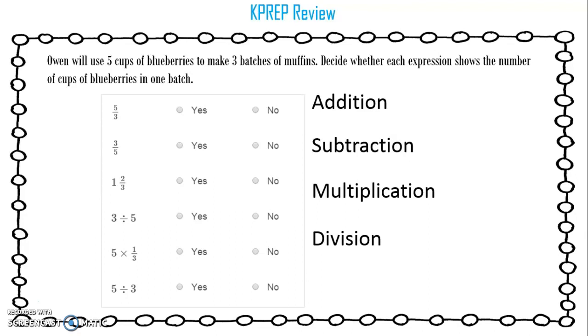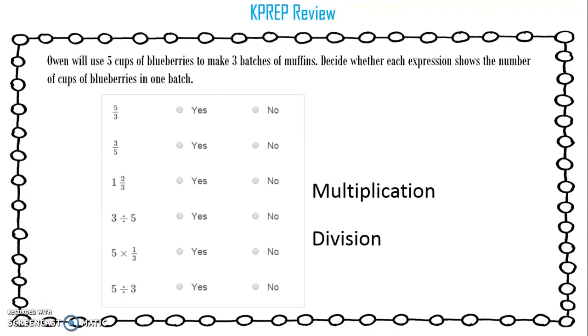So when I go through and read my problem and think about it, I know that with addition, I'm typically adding something in, I'm making it bigger, I'm taking 2 or more things and putting them together. So when I read this, if I have 5 cups of blueberries and I'm going to make 3 batches out of them, that doesn't lead me to believe that this would be an addition problem. So I'm going to rule that one out. Subtraction, similarly, I typically have 2 things and I'm getting rid of something, I'm taking something out. In this case, I'm not getting rid of my blueberries, I'm just splitting them up between 3 batches of muffins. So I know this isn't a subtraction problem.